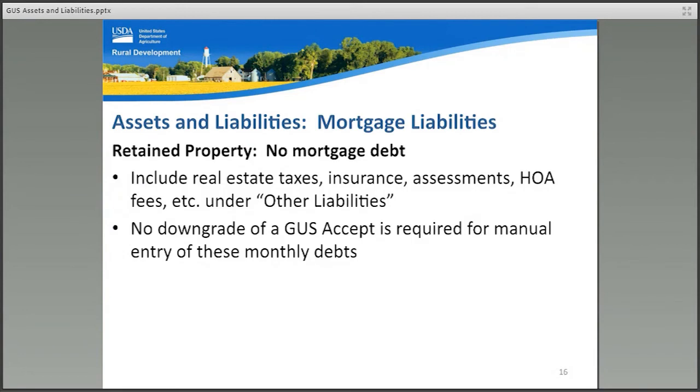Applicants that will retain a property that has no mortgage liability must have the continuing monthly debts of real estate taxes, insurance, special assessments, HOA fees, etc. included in the debt ratios. This is accomplished by manually entering these debts in the Other Liabilities section of this application page. When these items are manually entered into GUS, an underwriting recommendation of Accept will not require a downgrade.